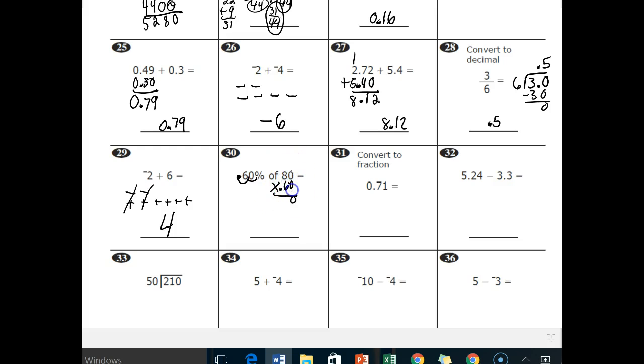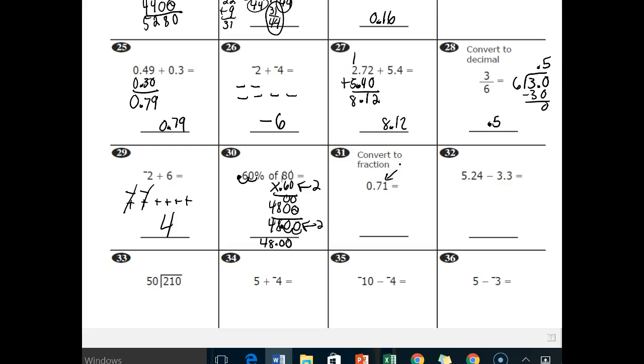So 0, 0, lay an egg. 6 times 0, 0. 6 times 8 is 48. Add it up. 0, 0, 8, 4. That's not your answer. You had 2 decimals here, so you need to swoop 2 times here. Once, twice. 48.00 is your answer.